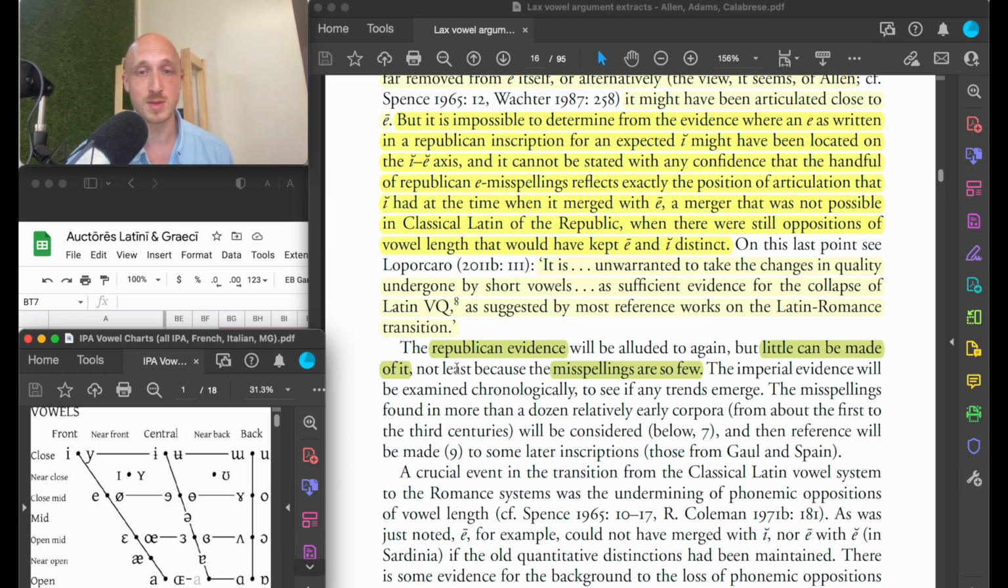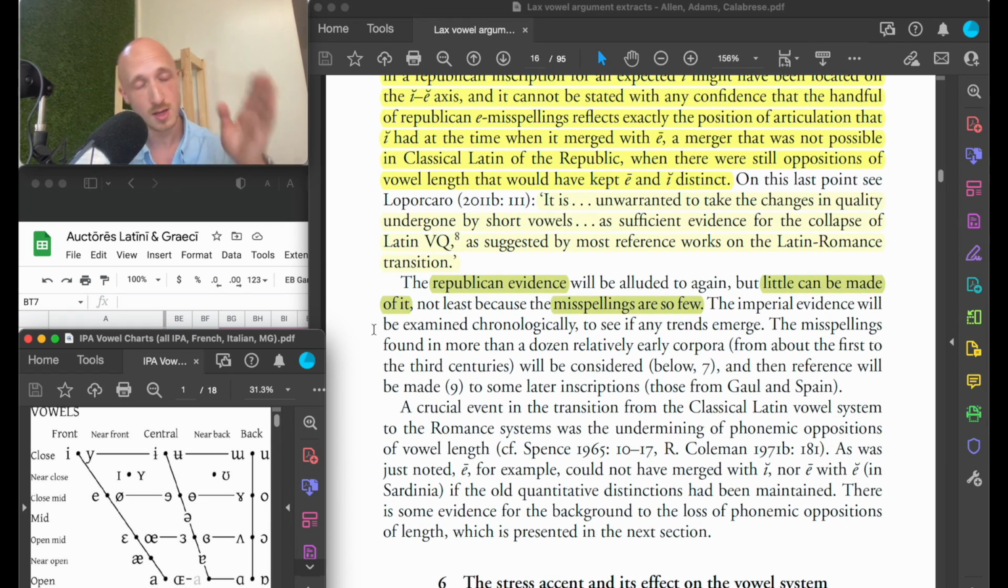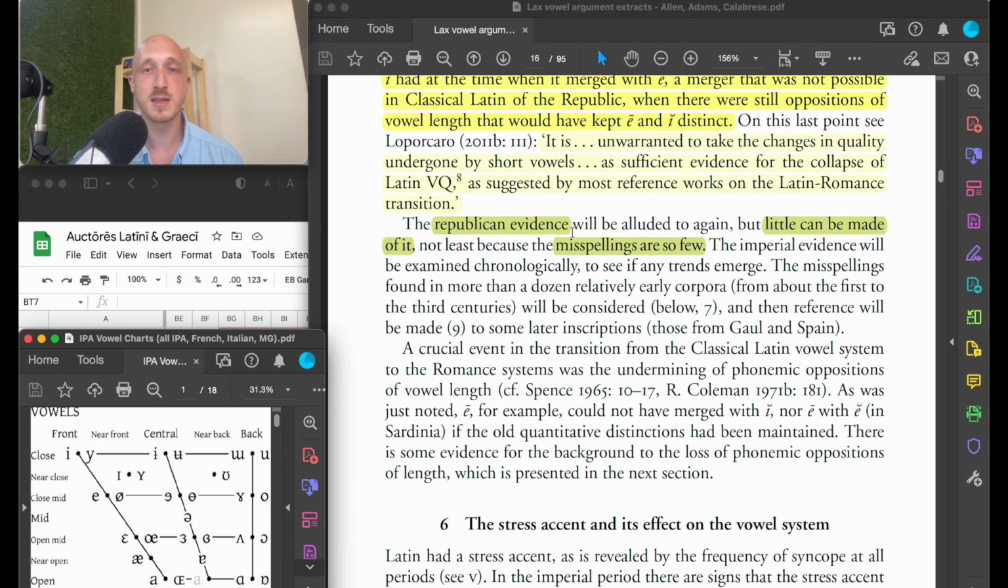But that's the argument being made here, that of course there wasn't an alternative vowel system. There wasn't a sub-language that was going on underneath classical Latin. It was all just variants of the same language. Just like if you saw the video on the change from Latin to Italian, D'Achille, that author, he says exactly that. So the Republican evidence will be alluded to again, but little can be made of it, not least because the misspellings are so few.